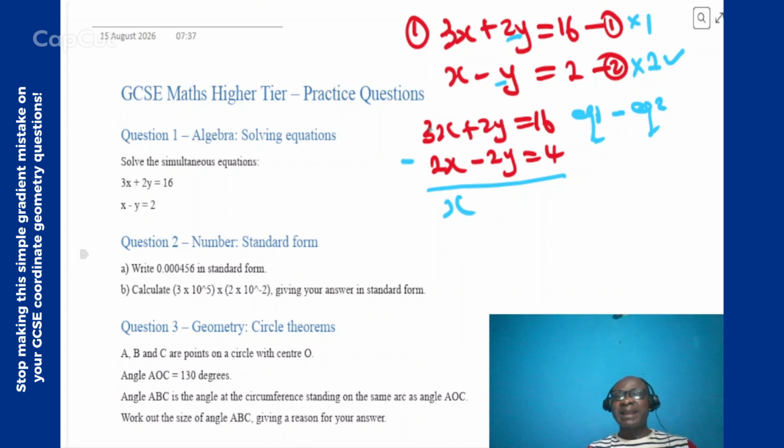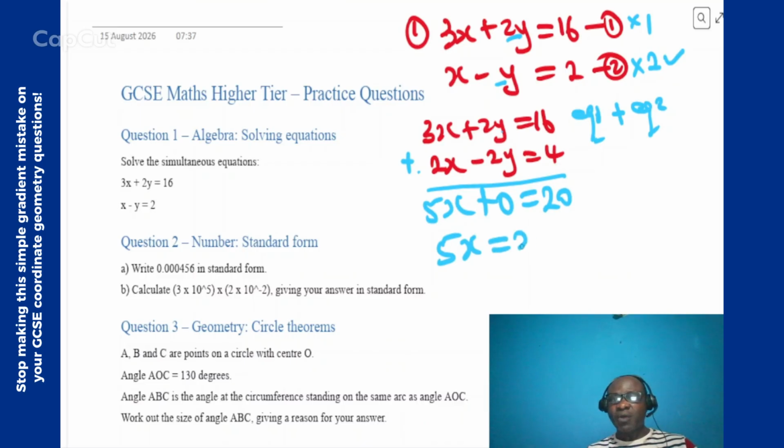Rather, let me do addition of the 2 equations. It is better for me. All right. Plus here. 3x plus 2x is going to give me 5x. Now, plus 2y plus minus 2y will give me 0. I will come back to it later. 16 plus 4 will give me 20. Now, what I got is 5x equal to 20, meaning that the actual value of x is 20 divided by 5, which is 4.